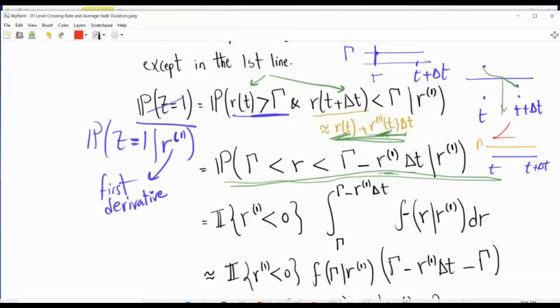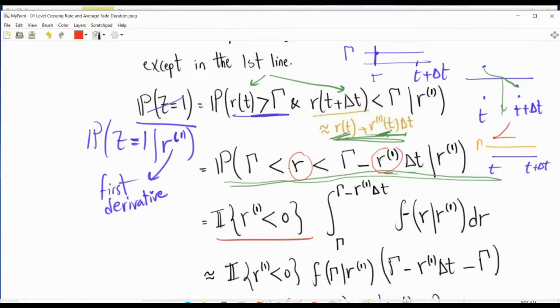You will never cross. So for the probability of this event, that R is greater than gamma and less than gamma minus R dot delta t, you need this derivative to be negative for this inequality to make sense. Here is an indicator that the first derivative is negative, so that you get a downward crossing. If you fix t, R(t) is a random variable with a certain distribution, and under the assumption of stationarity, this distribution does not depend on t.